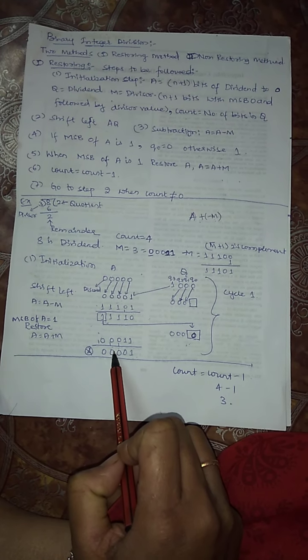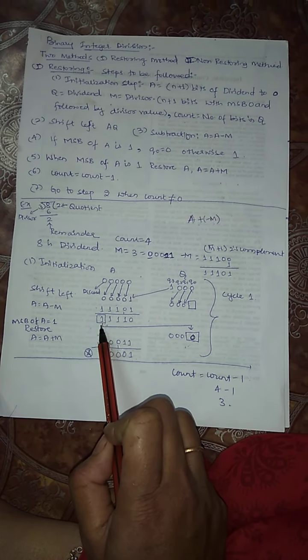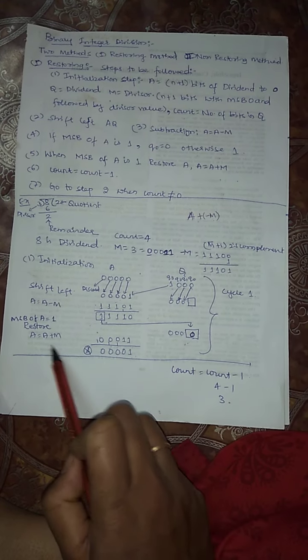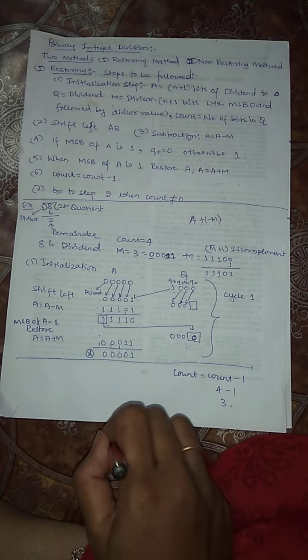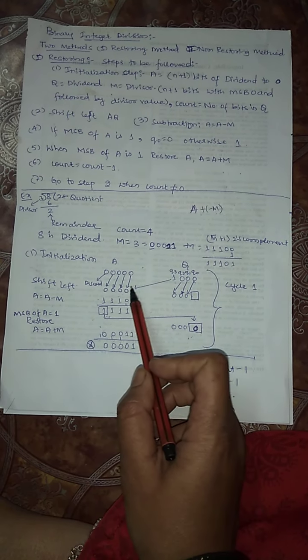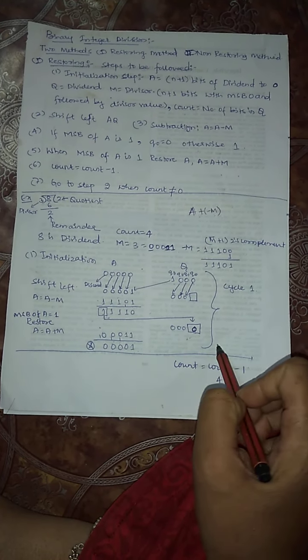Why is this method called restoring? Because depending upon the MSB of the accumulator A register, if it is 1, then we restore by using A is equal to A plus M. So this is restoring. How do you understand whether you are going correct or not? After restoring, you have to get the same value as what you started with. So this will complete your first cycle.